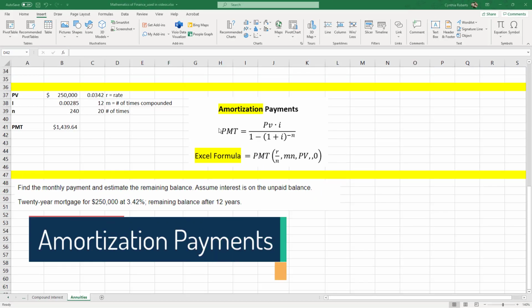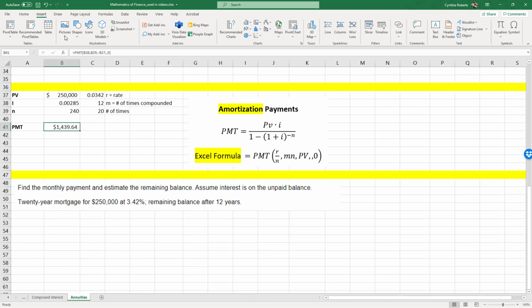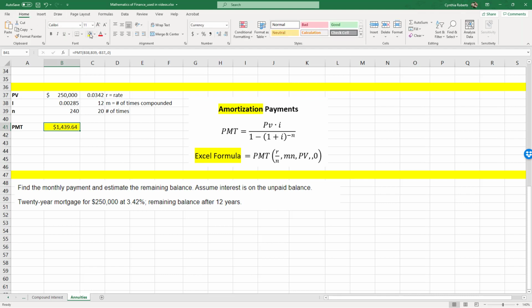Okay, hopefully you watched the video before, to actually find this monthly payment. So if you haven't and you're like, how in the world did she find this? It's math magic. No, I found it in the video before. So this is the payments. So now it's asking, it's a 20-year mortgage and it wants to know the remaining balance after 12 years.